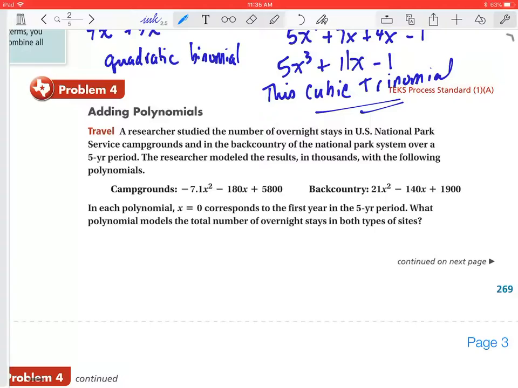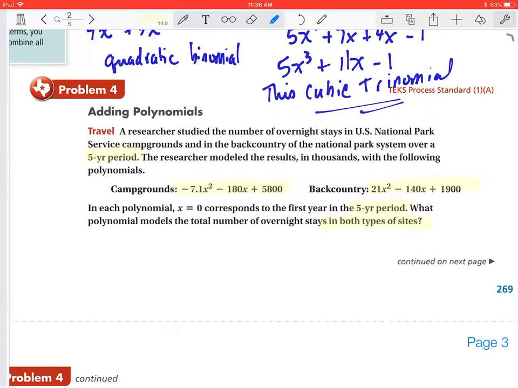Now, it says a researcher studied the number of overnight stays in the U.S. National Park Service campgrounds and in the back country of the National Park System over a 5-year period. The researcher models the results in thousands with the following polynomials. The campgrounds is negative 7.1x squared minus 180x plus 5,800. And then in the back country, we have this polynomial. In each polynomial, x equals 0 corresponds to the first year in the 5-year period. We want to know what polynomial models the total number of overnight stays in both sites.